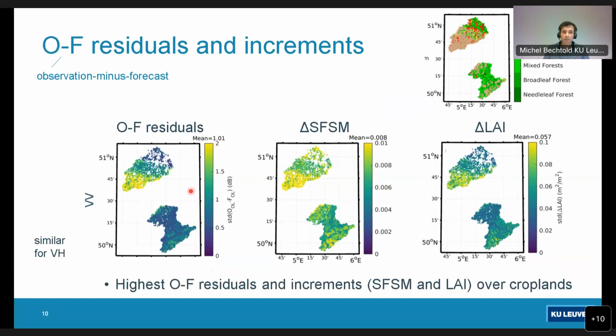Here are results of the observation-minus-forecast residuals. For VV, the patterns look very similar for VH. And you see also the standard deviation of the surface soil moisture increments and the leaf area index increments. You can see that the patterns in both innovations and the increments correlate with land use patterns. We have clearly highest O-F residuals and increments over the croplands.